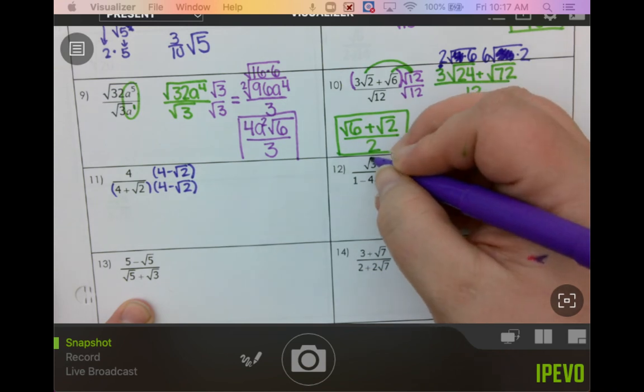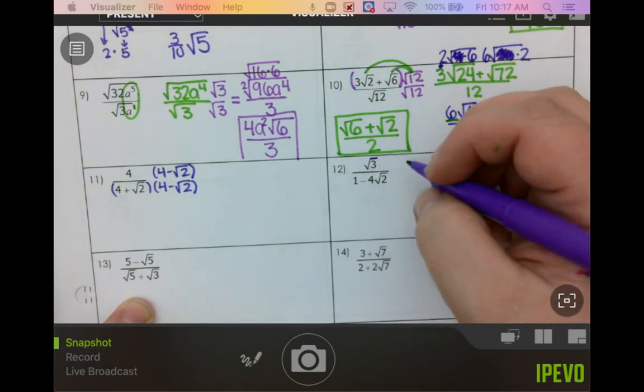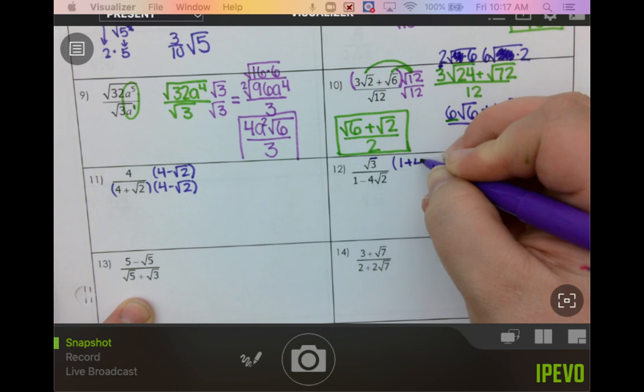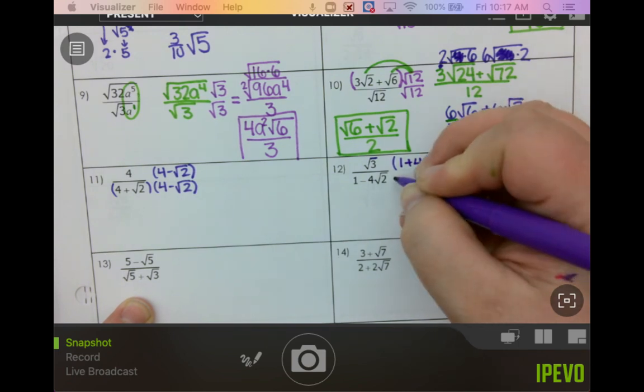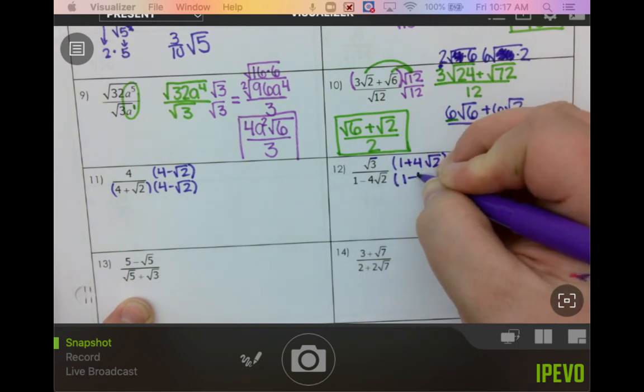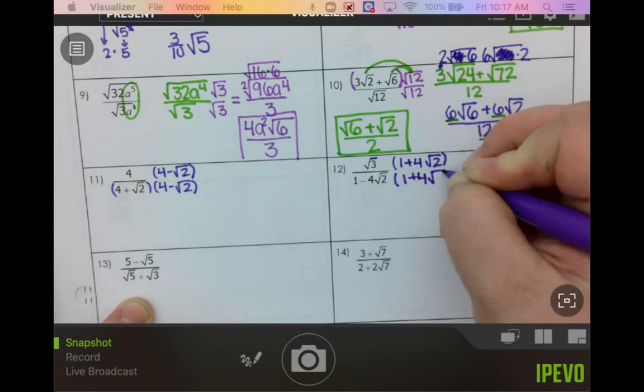And I'm sorry, the square root on this 3 got a little choppy. So this one is 1 minus 4 square roots of 2. So you need to multiply by 1 plus 4 square roots of 2.